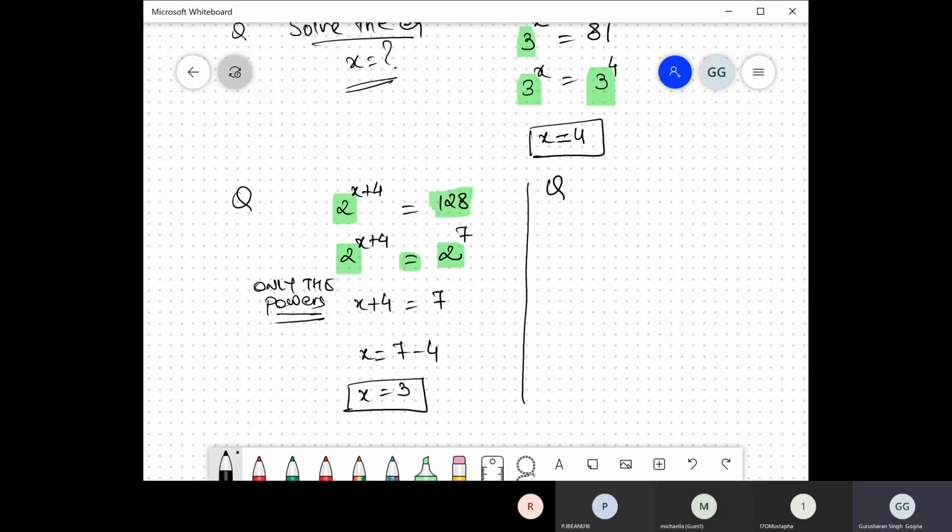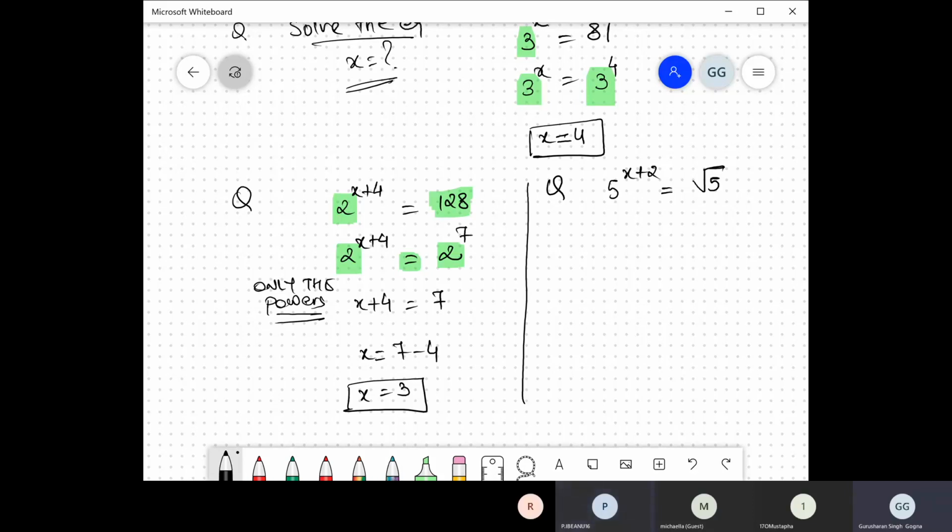So let's take another example. 5 to the power x plus 2 equals the square root of 5. So what will you do here? Get rid of the root. How will you get rid of the root? You change it to 5 to the power of a half.